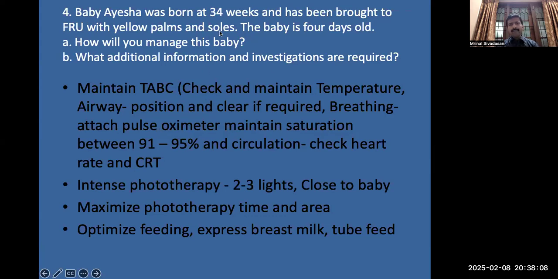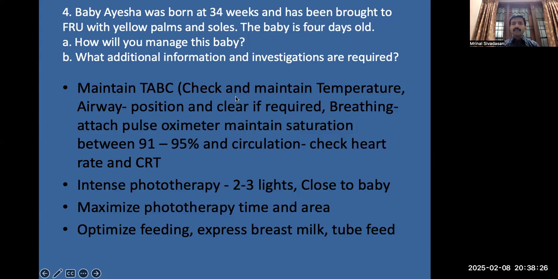Now let's see a case scenario where a baby has severe jaundice. So this is a preterm baby, 34 weeks, and the baby is 4 days old, and the baby has yellow palms and soles. How will you manage this baby, and what additional information and investigations are required?